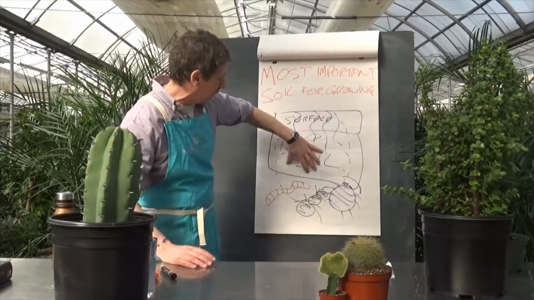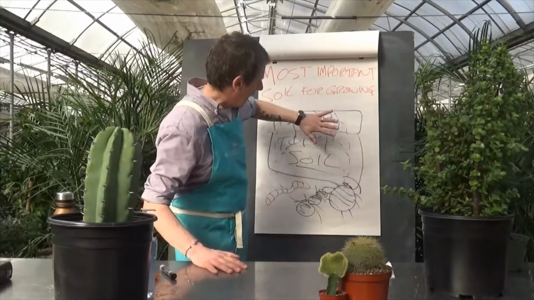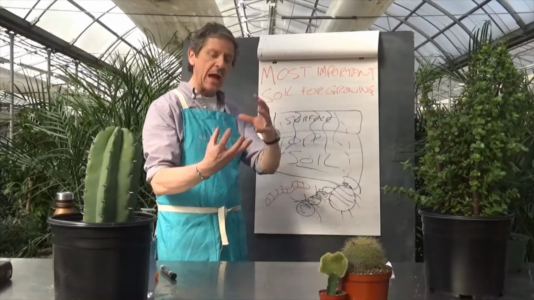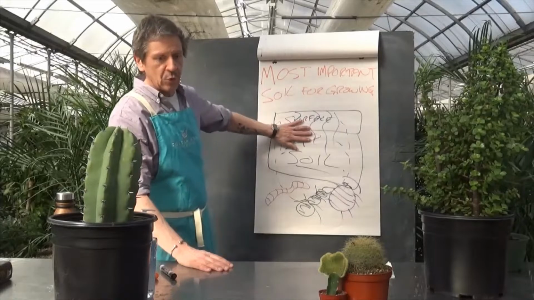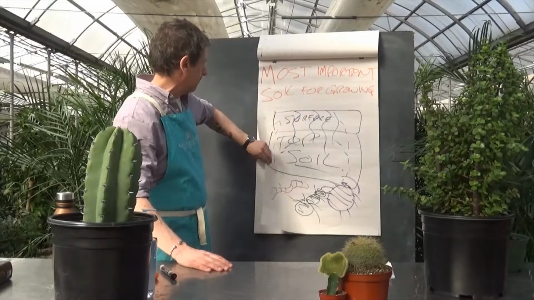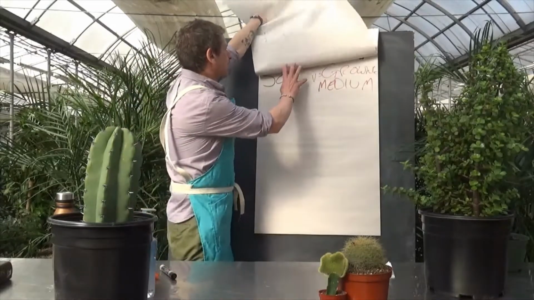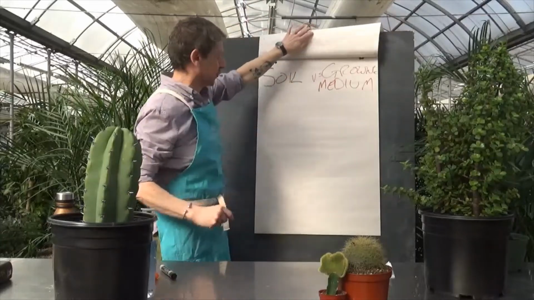And as the roots go deeper, they'll hit the subsoil. It has less of that. It's a thicker, heavier soil, and that's going to help anchor the plant. But again, that's not what we're focusing on today. We're focusing on this. So now, we have soil versus growing medium.